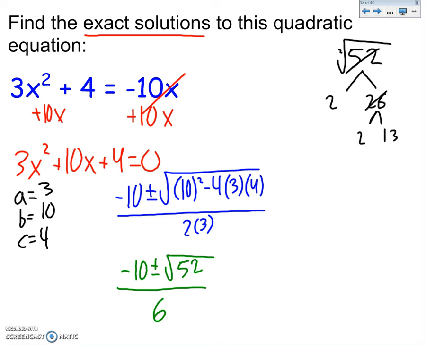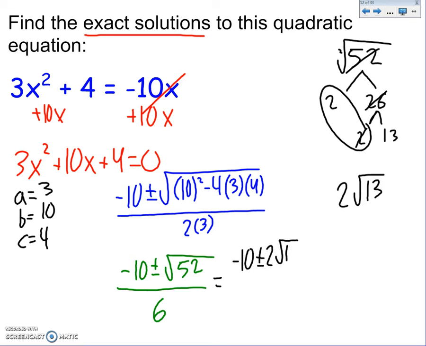We're doing square root. We're trying to find pairs, groups of 2. For every group, one makes it out, the rest disappear. That 13 stays inside. So now we're going to replace the square root of 52 with 2 square root 13. Negative 10 plus or minus 2 square root 13 over 6. Now you do not do the two cases, so we have an irrational answer with the root sign, but you must reduce the whole numbers outside.